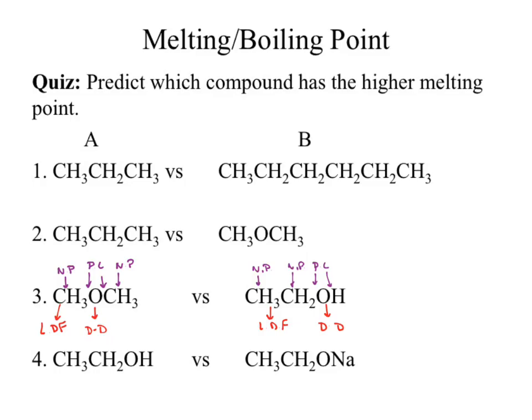If it's connected to hydrogen. What's connected to hydrogen? Fluorine, oxygen, or nitrogen. If we have a hydrogen directly attached to one of those three elements, and we have established dipole-dipole, we have hydrogen bonding. Where are hydrogens connected in 3A? To carbons. There is no hydrogen connected to the oxygen, which means no hydrogen bonding.